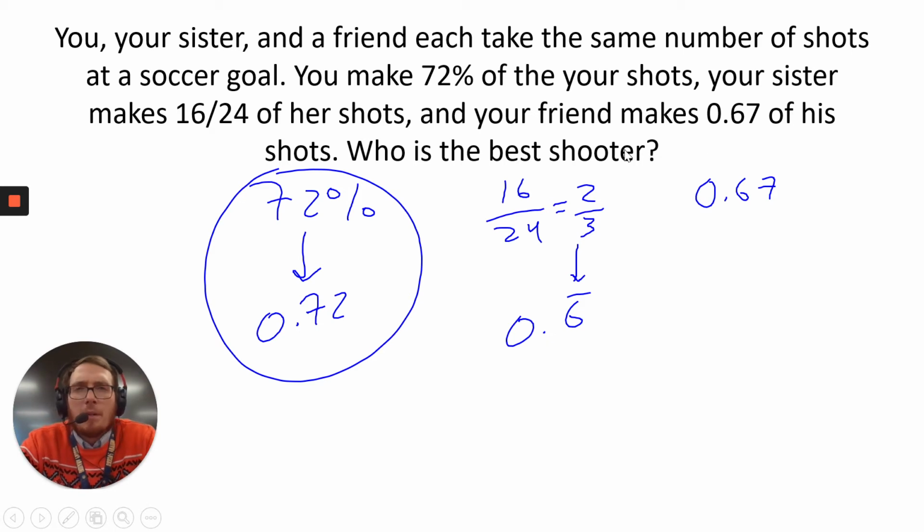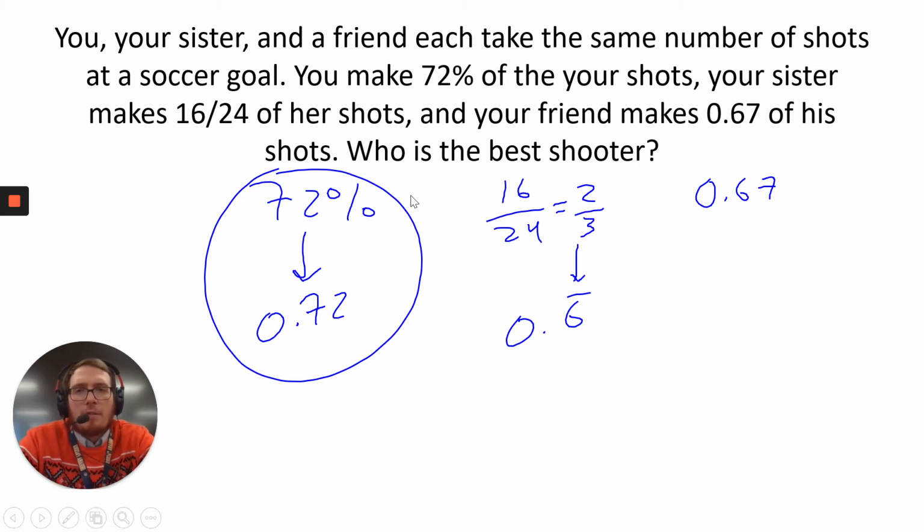Now, this is a good example for your homework. If a question is like this, what you shouldn't say is just, you're the best shooter, or your sister, or your friend. You need to make sure that you explain why that's the case. Anytime a question says explain, mathematically that means you can explain things with numbers, with words, showing your work of some type.